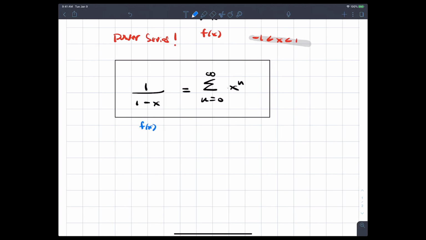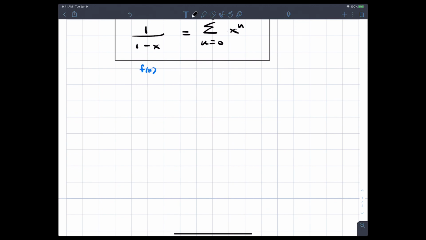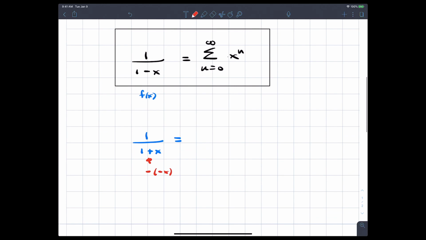There are various things that we can do. For example, I can look at something very simple, 1 over 1 plus x. We want to represent this function as a power series. And what you do here is we know that minus a minus x is plus x. So you're going to use this power series representation here.